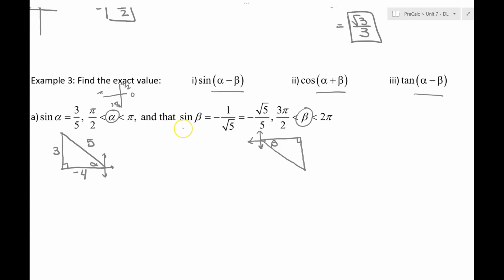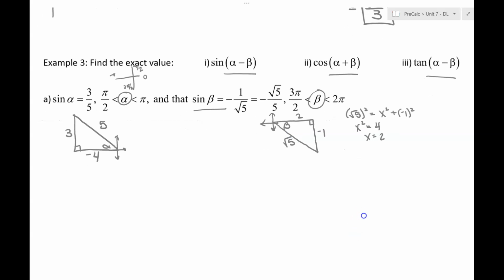It tells us that sine of beta is negative 1 over rad 5. And I know that it's negative 1 because that's the negative y-axis and because the hypotenuse is never negative. If I were to use the Pythagorean theorem, it would be rad 5 squared equal to what we need squared plus negative 1 squared. So x squared is going to equal 5 minus 1, which is 4. So x is just 2. And that's positive. All right, let's do it.